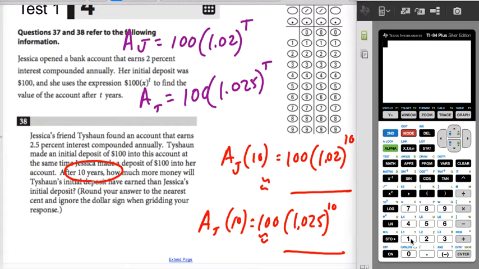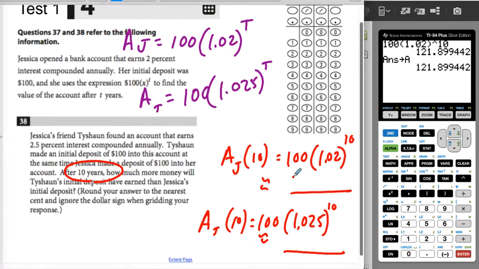So 100 times 1.02 to the 10th, right? And I'm going to go ahead and store that as alpha A. Okay, so I'm going to keep that in my calculator as alpha A. So 121.899, and so on. I'm going to call this A in my calculator, right?